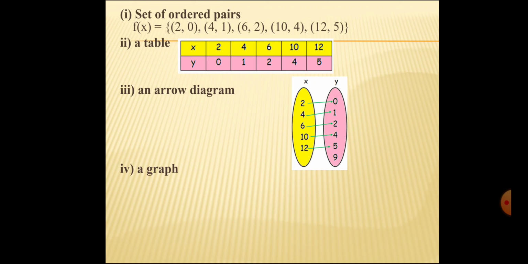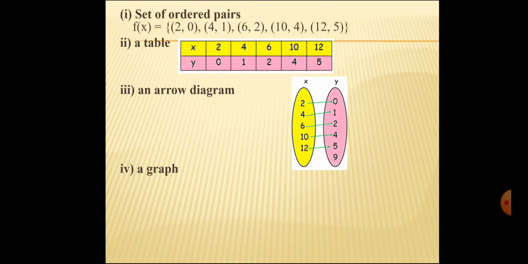So you want to match it. How to match? You see the set of ordered pair 2, 0. So here you draw a line 2 to 0. Next one 4, 1. So here you draw 4 to 1. Next one 6, 2. So you draw 6 to 2. Next 10, 4. So you draw 10 to 4. Next 12, 5. So you draw 12 to 5.